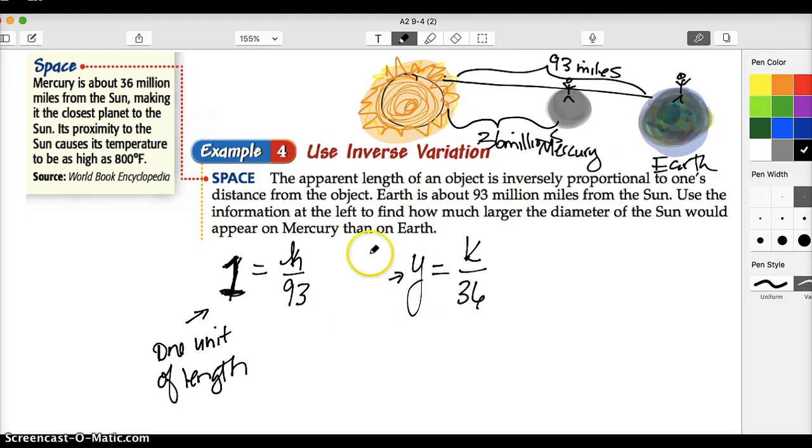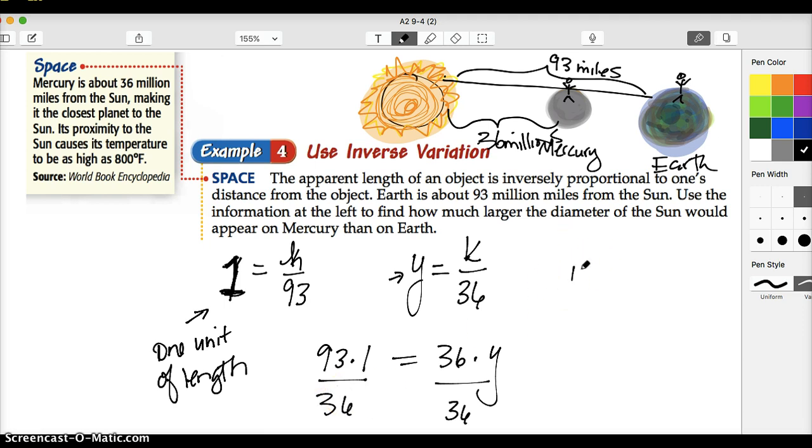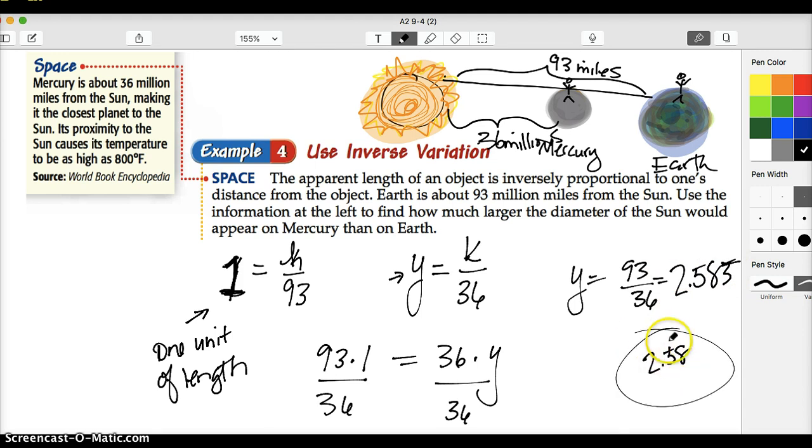So remember we talked about the fact that k is the same in both of these situations. Therefore, 93 times 1 has to equal 36 times y. You guys see a pretty easy equation that we're about to solve. You got it. We're going to divide both sides by 36, and we'll have that y is equal to 93 over 36. I think we can do this without a calculator, but why bother? Let's use a calculator and get 2.583 repeating, it looks like another 5. So approximately, if we round to the nearest hundredth, it would appear 2.58 times larger on Mercury than on Earth.